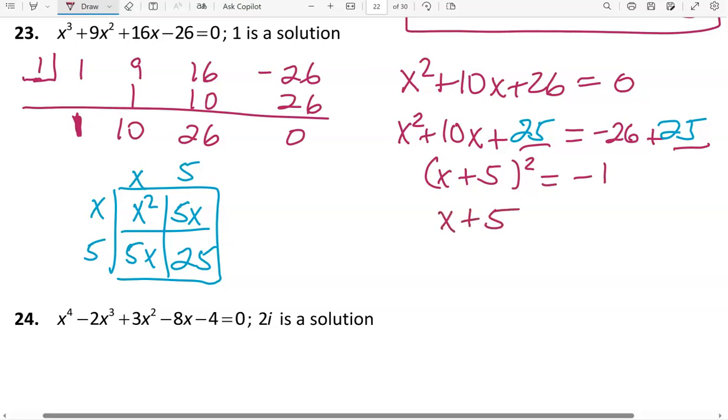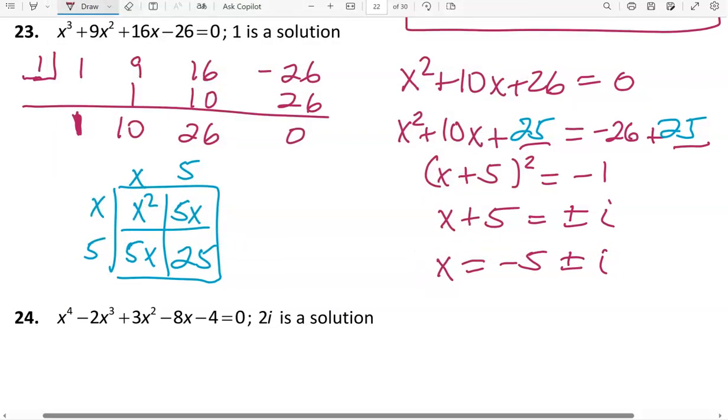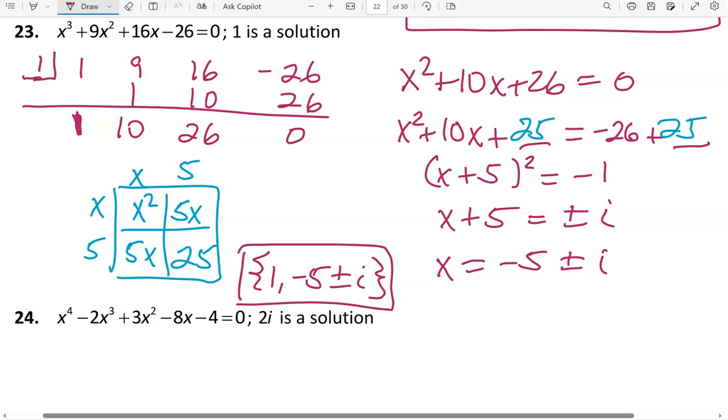Taking the square root, x plus 5 is equal to positive or negative square root of negative 1, which is i. And adding negative 5 to both sides, negative 5 plus or minus i are our two remaining solutions. But we want the complete solution set, so that would be 1, negative 5 plus i, and negative 5 minus i, for a total of 3 solutions.